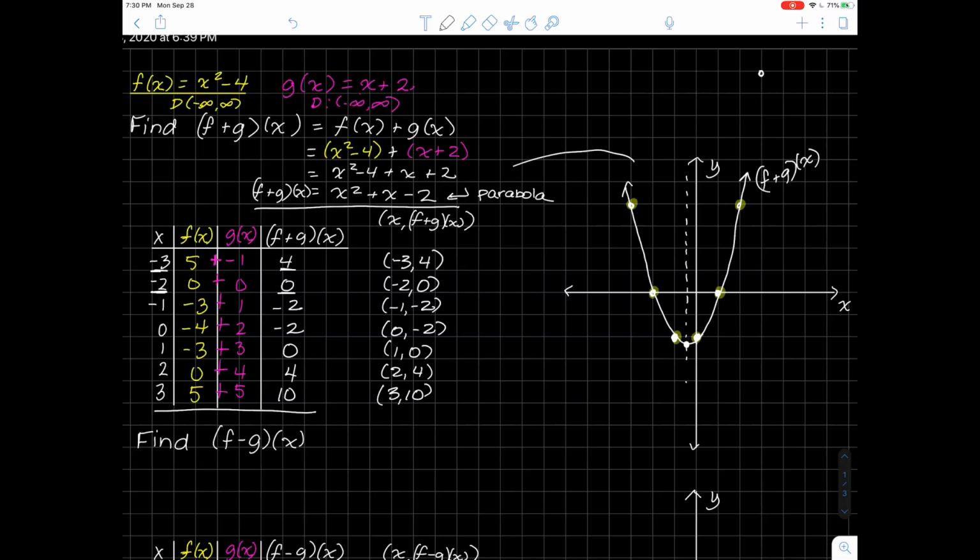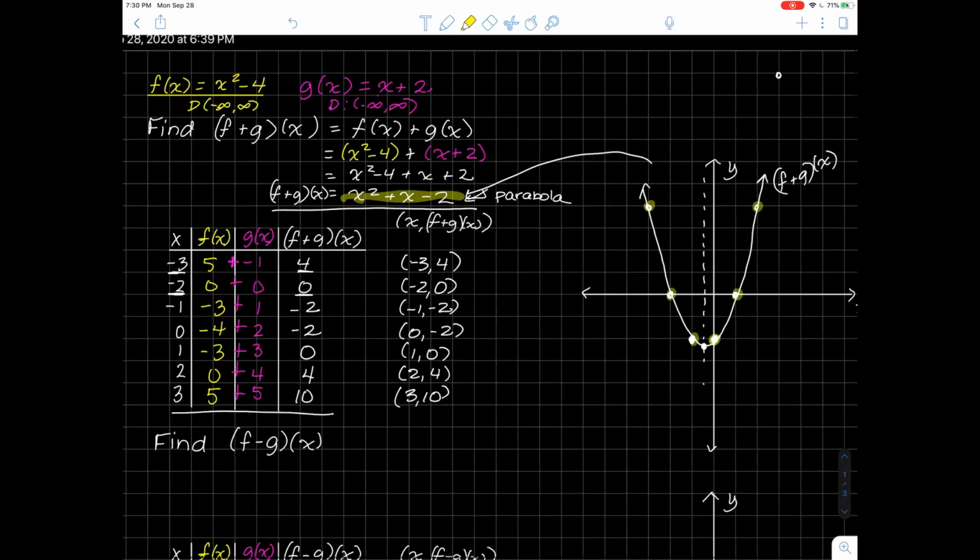which we have here as a parabola with a y-intercept of -2. You can see that that's actually the case. And so I've just shown you how to look at this addition of these 2 functions in 3 different ways.